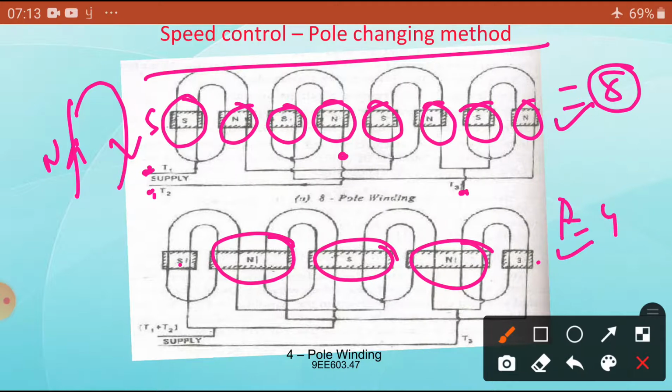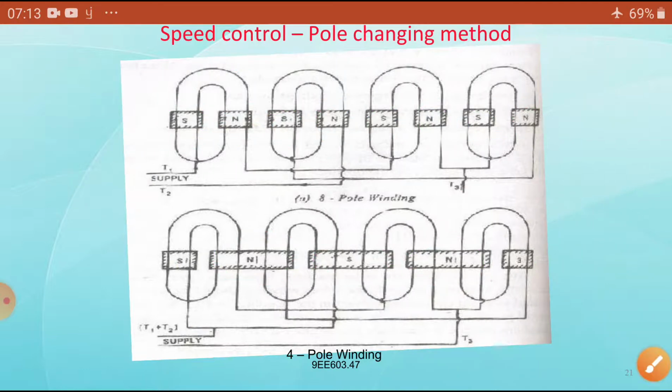So simply by connecting these terminals, we are going to get 4 poles or 8 poles. If the poles are changed, the speed automatically changes. This is a basic concept, dear friends. By simple connections of the terminals, we form the number of poles. Let us see it in detail.